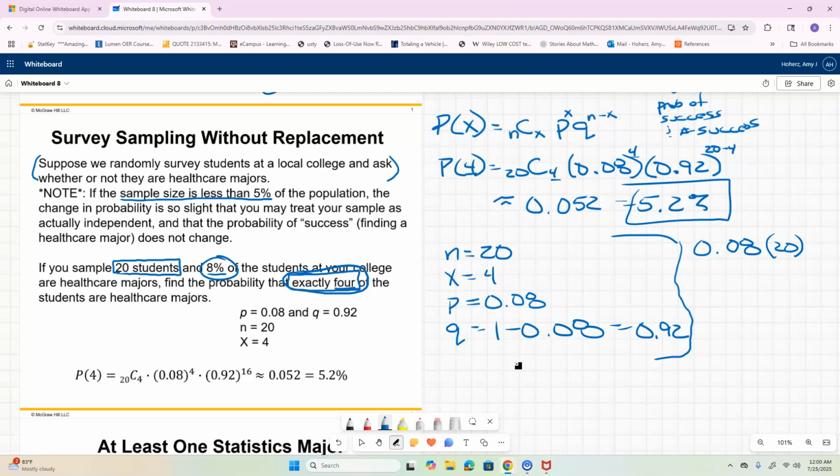And imagine, like, if you said, I had 20 students, what's the probability that 20 of them are healthcare majors? Well, that would be just unreasonably crazy, unlikely to happen. That would be a really, really small percentage. But if we did 20 choose 1 or 20 choose 2, like if we said exactly 1 or 2 of them, those would be higher percentages because that's near what we expect.